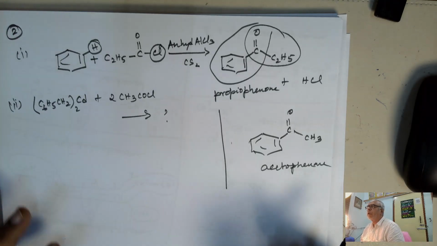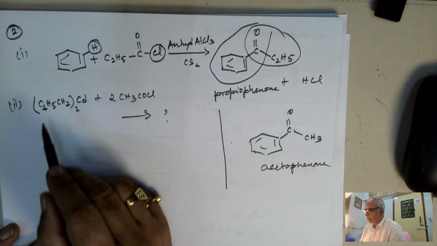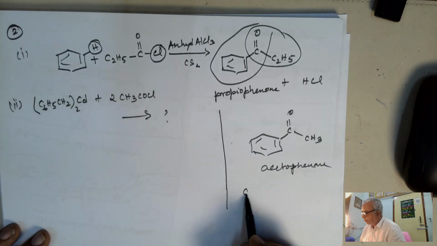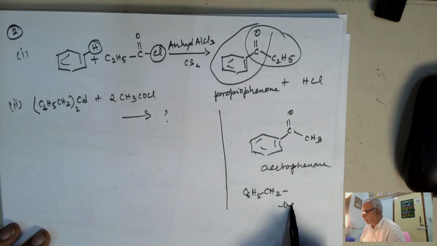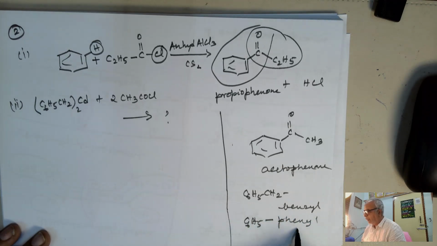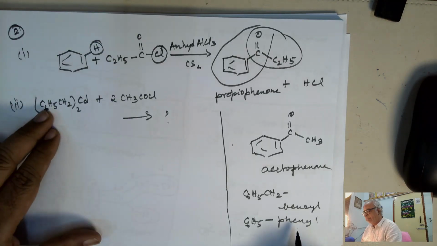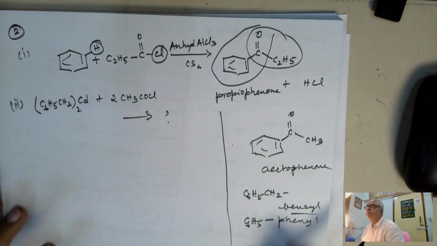Now we have here C6H5CH2, which means benzyl group. This is called benzyl group. C6H5 simply is called phenyl. So there is a difference between phenyl group and benzyl group. Now what is that cadmium compound? Not diphenyl, dibenzyl cadmium.